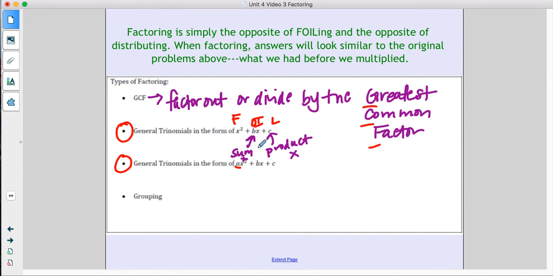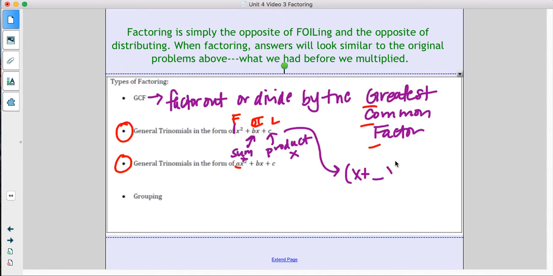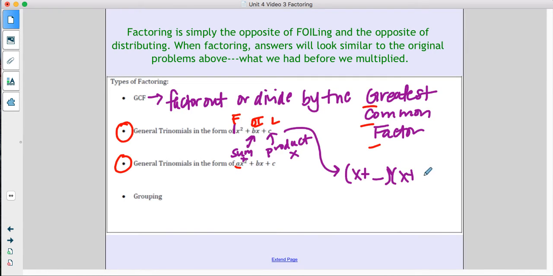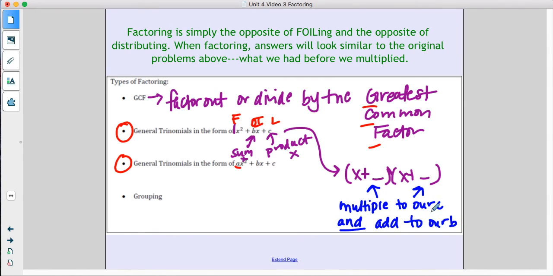Okay, so that's how we're going to figure out general trinomials, and that's when there is a 1 in front. So when you do this, your answer is going to look like x plus some number, and it can be either a positive or negative number, and x plus some other number. So what you just need to remember is that these two numbers need to multiply to our C value and add to our B value. So they have to multiply to C, but add to B.